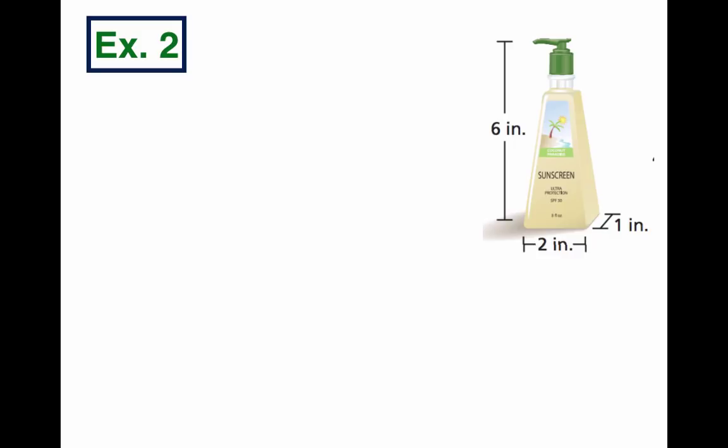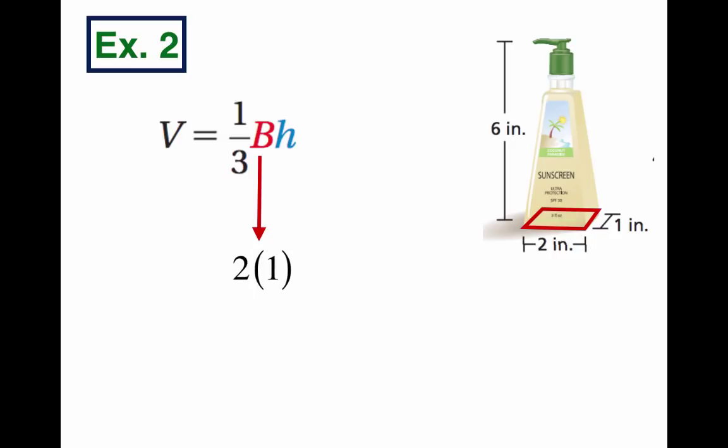Example 2. Here is our pyramid, although it's not just a regular pyramid, it's actually a bottle of sunscreen. And the sunscreen bottle measures 2 inch by 1 inch by 6 inches. And we want to know how much sunscreen is inside of this bottle. What is the volume of the bottle? So we're going to use 1/3 base times height. We're going to start with the base first, which we can see is the shape of a rectangle. It's a 2 by 1 rectangle, so the base is 2 times 1.